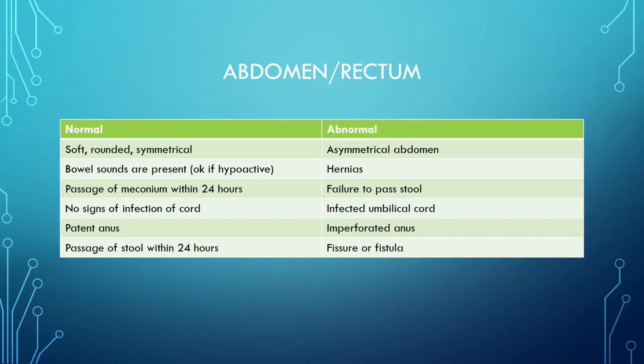Abnormal findings would be if we have asymmetrical abdomen, hernias present. Sometimes you might have like an umbilical hernia. If they're unable to pass a stool or an infected umbilical cord. For the rectum, the anus should be patent. And again, they should be able to poop within that 24 hours. Abnormal would be if it's imperforated, if there isn't an anus at all, or you go and you look and you're assessing and there's no opening. Also, if you see any fissures or fistulas.